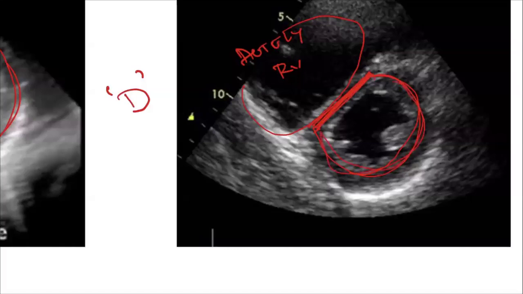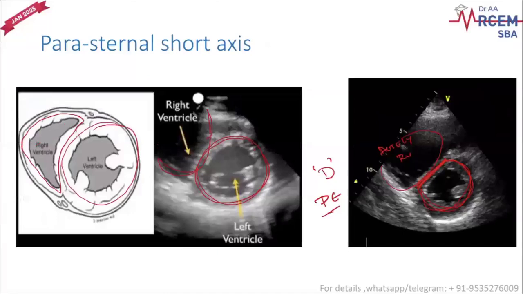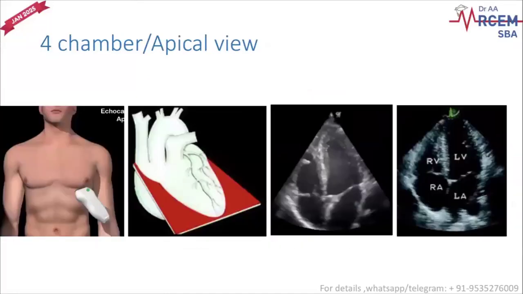This D shape is very particularly seen when there is an acute enlargement of the right ventricle, especially when there is a massive pulmonary emboli. So you get an indirect indication of, okay, this patient might be having a massive pulmonary emboli because I'm seeing a D sign on a parasternal short axis view. So that is the importance of looking at the parasternal short axis view.